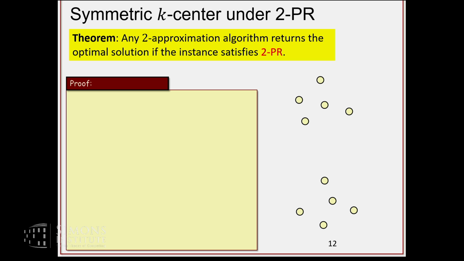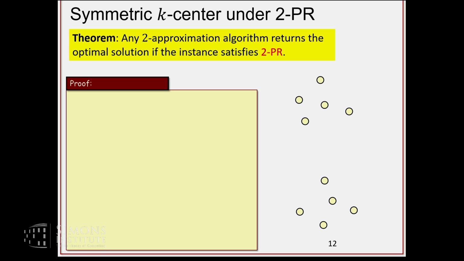Okay, so for k-center, we can show that any two perturbation resilient instance will give the optimal solution for a two approximation algorithm. And this is actually, the twos here can be replaced with any number.